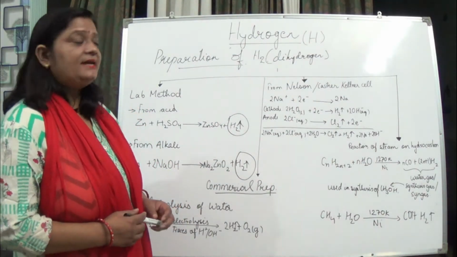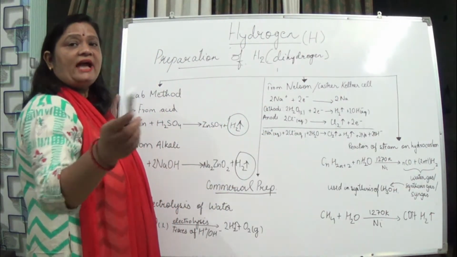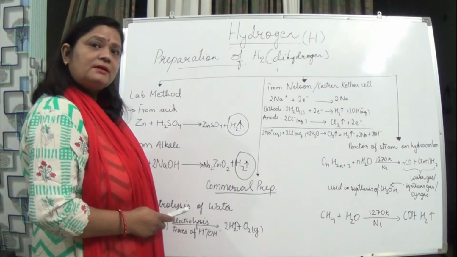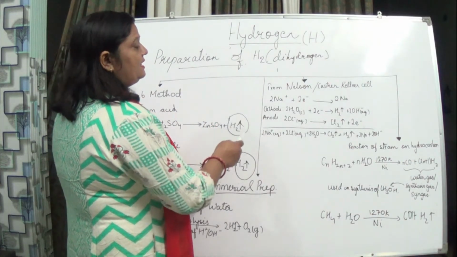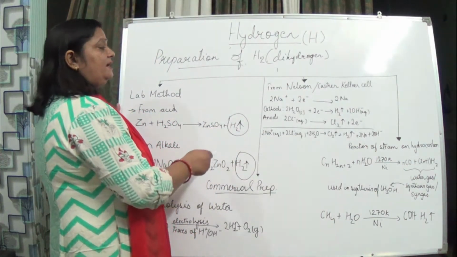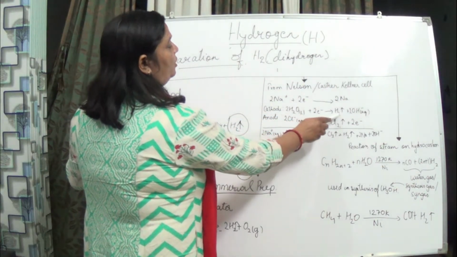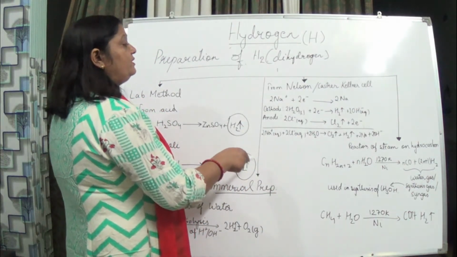So let us see the reactions. Sodium brine solution is the aqueous solution of NaCl, which breaks up into Na+ and Cl- ions. Here we can see at the cathode, this water takes two electrons, forming what? Hydrogen and 2 OH- ions. And at the anode we see what?